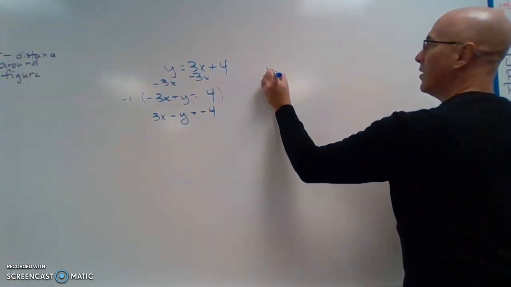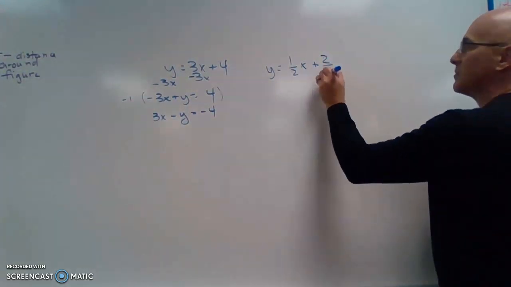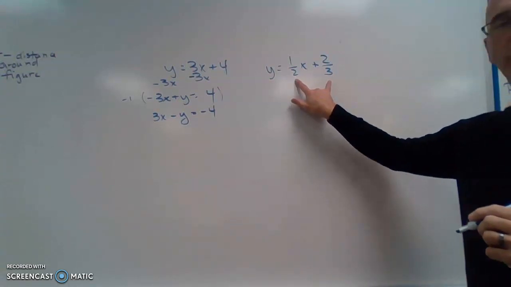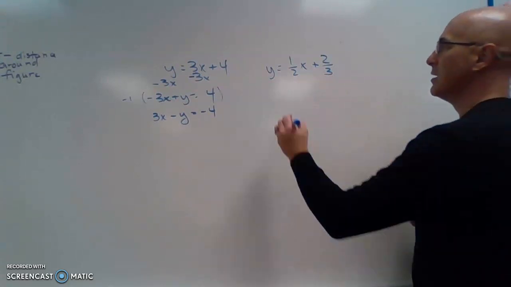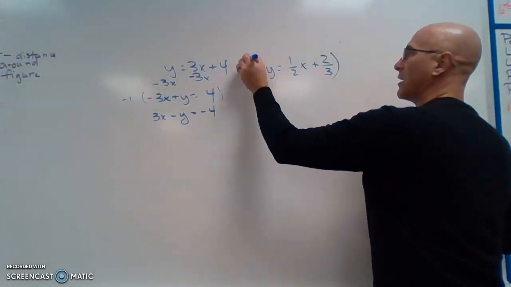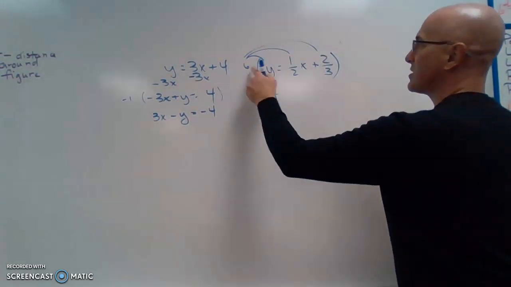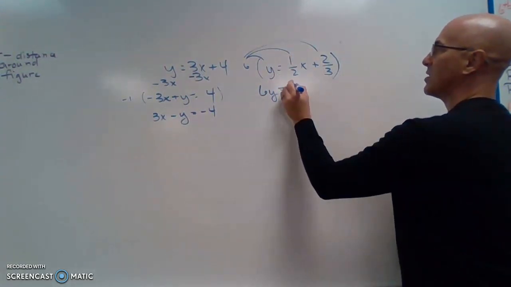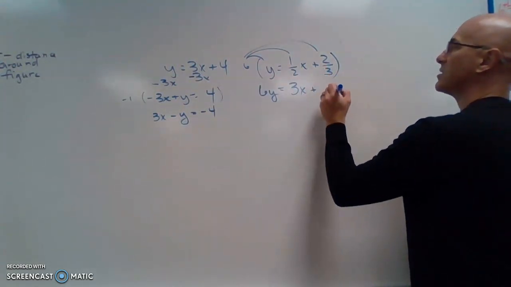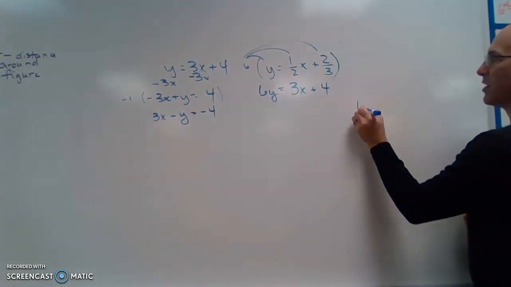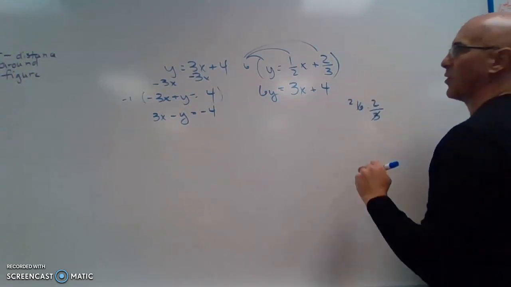Let's do one more. y equals 1/2x plus 2/3. So here we're going to first get rid of our fractions, get rid of our denominators. Least common multiple of 2 and 3, that means we're going to multiply everything by 6. So 6 times y is 6y. 6 times 1/2 is 3, we have 3x. 6 times 2/3 is 4. Okay, so you can't do that one in your head. 6 times 2/3, we cross cancel, 2 times 2 is 4.